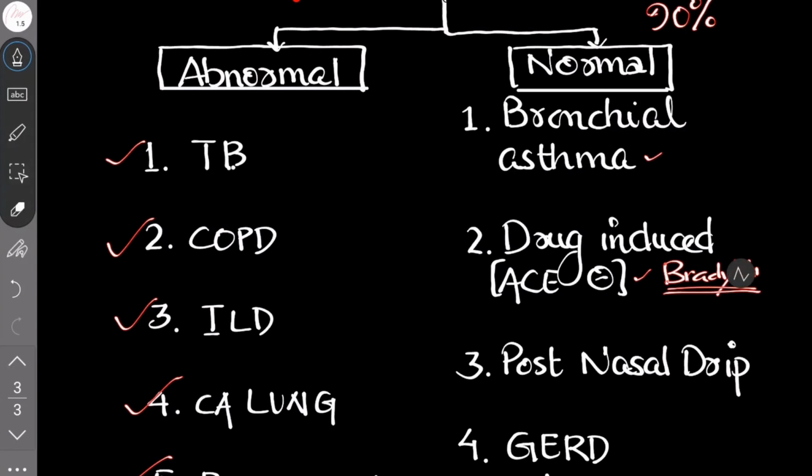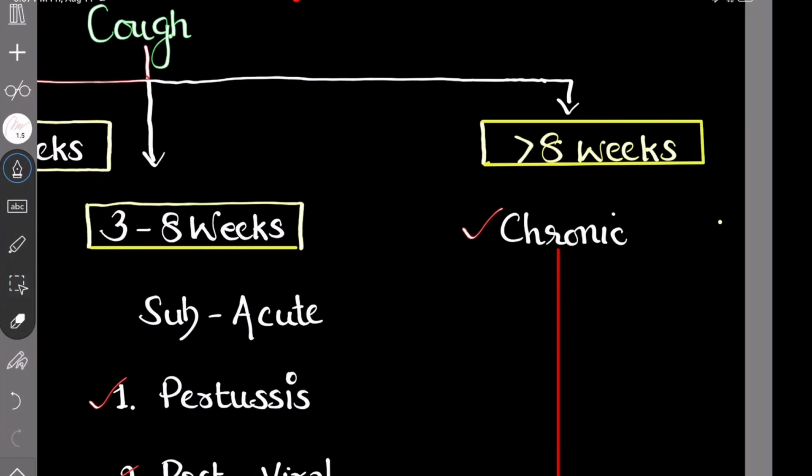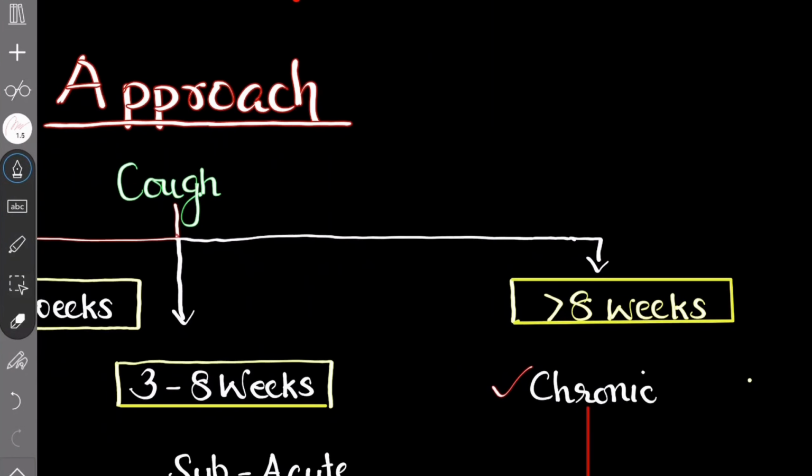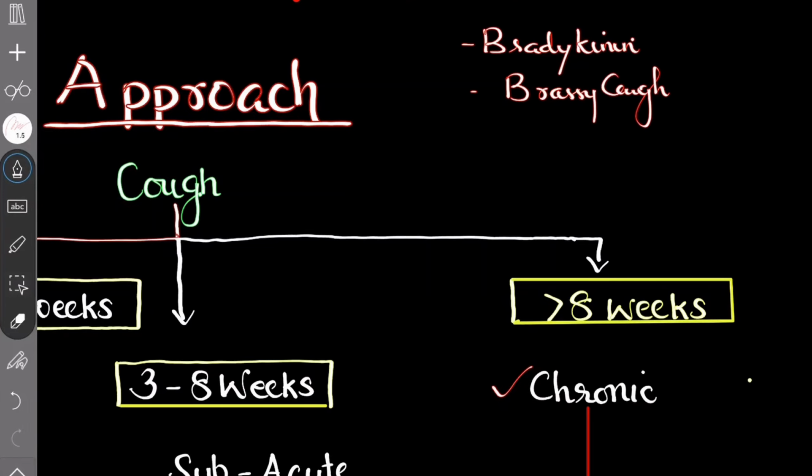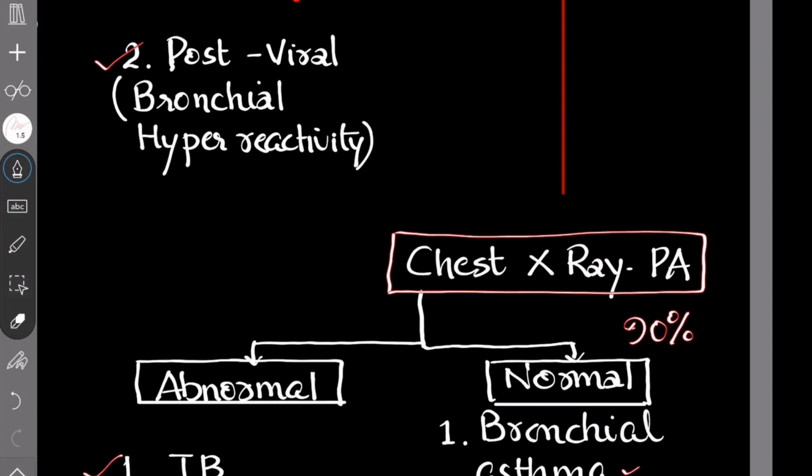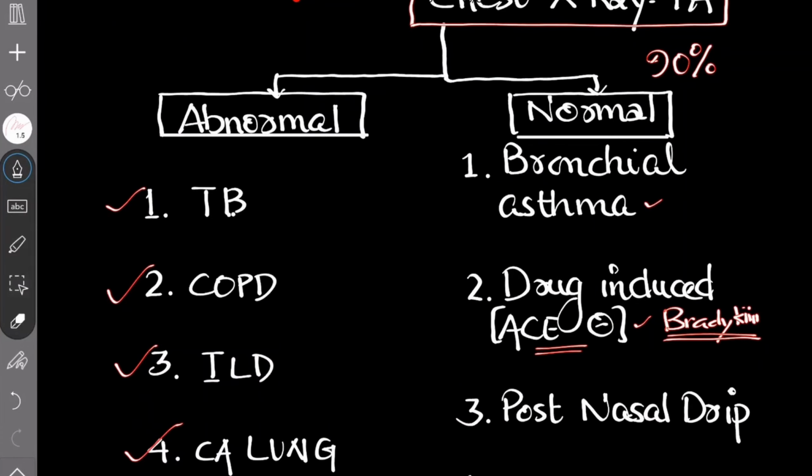What you can do is stop the ACE inhibitor for 1 month and convert to an ARB like losartan, telmisartan, or valsartan. If the cough subsides within 1 month, then it was probably because of the ACE inhibitor. If the cough is not subsiding, then we can conclude there is some other problem.